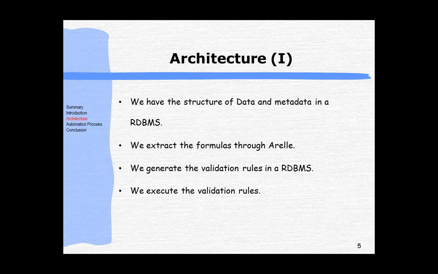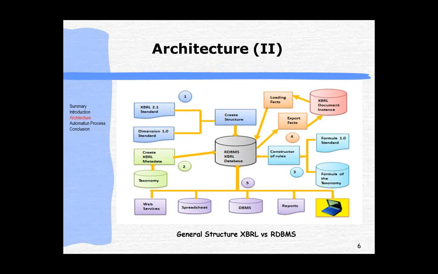What is the idea? The idea is to extract the formulas through an LLM. After, we generate the validation rules in a relational database. And at the end, execute the validation rules. The architecture, the model, the quality of the model. We have 5 steps. The first step is to create the structure in the database from the standards, XBRL 2.1 and Dimensions 1.0.